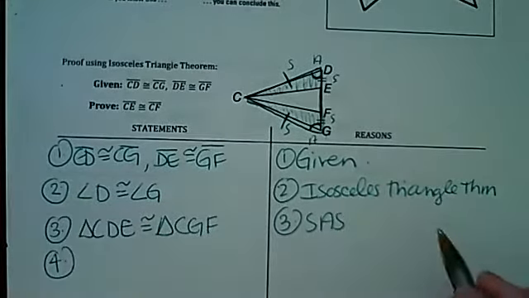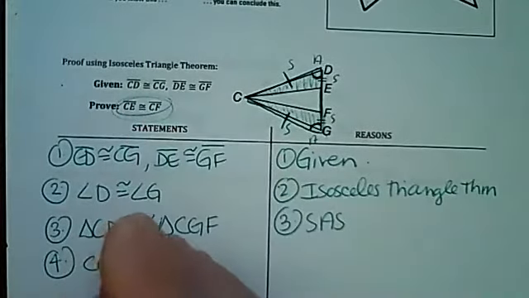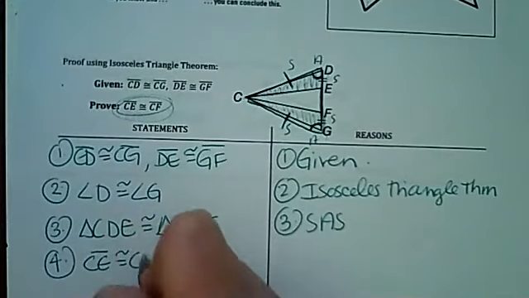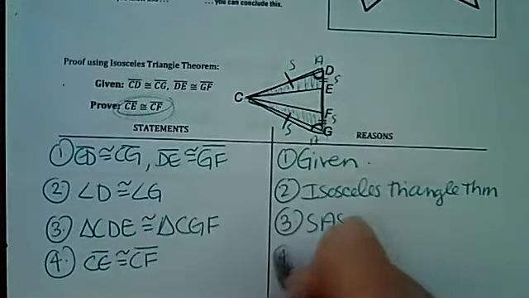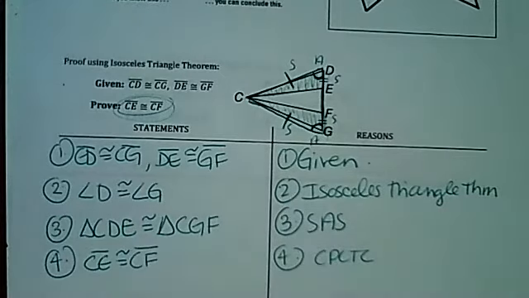Now that I've shown that the triangles are congruent, all of their corresponding parts are congruent. So I can say CE is congruent to CF, and that would be CPCTC. So there's one way that you could use the isosceles triangle theorem in a proof. Do we have any questions about that one before we take a look at the converse on the back?